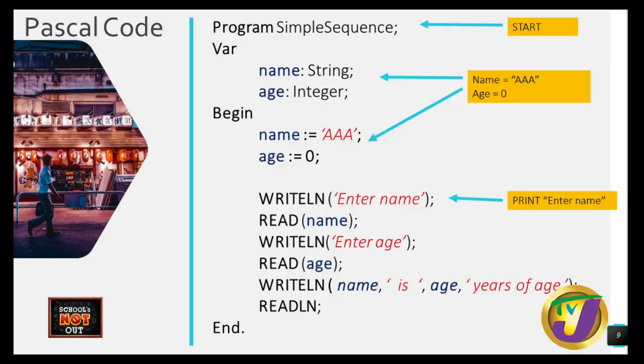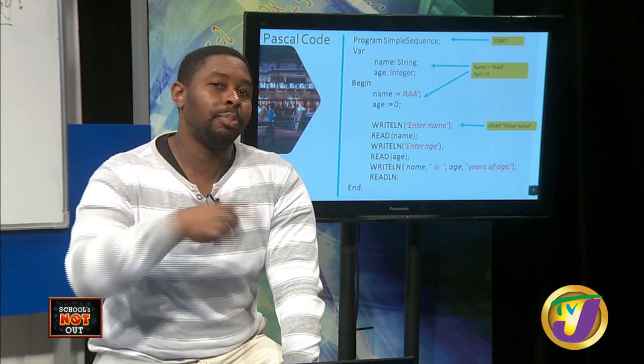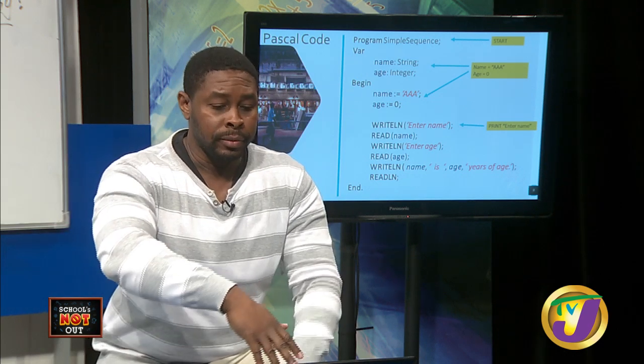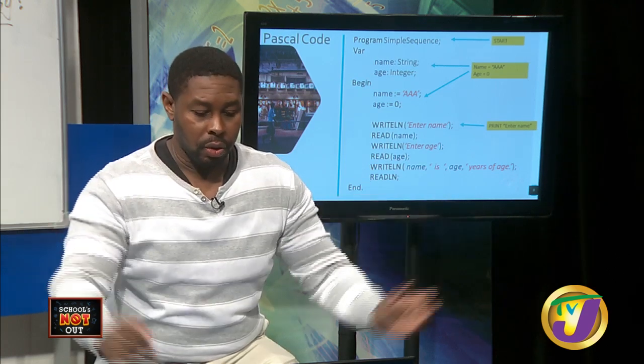Then we basically have a prompt statement. The prompt statement was print, and in quotations, enter name. In the Pascal code, we have writeln, W-R-I-T-E-L-N, open parenthesis, single quotation mark, the words enter name, close single quotation mark, close parenthesis, and semicolon. All right? And that is the syntax. I'm trying to make a parallel between the actual pseudocode and the syntax for Pascal, so that you can see that it's just a matter of copying the pseudocode into your compiler and changing the syntax based on what you want to be done, all right?